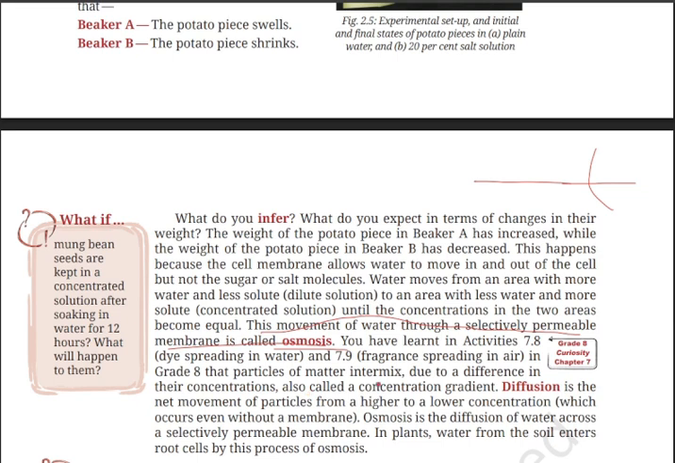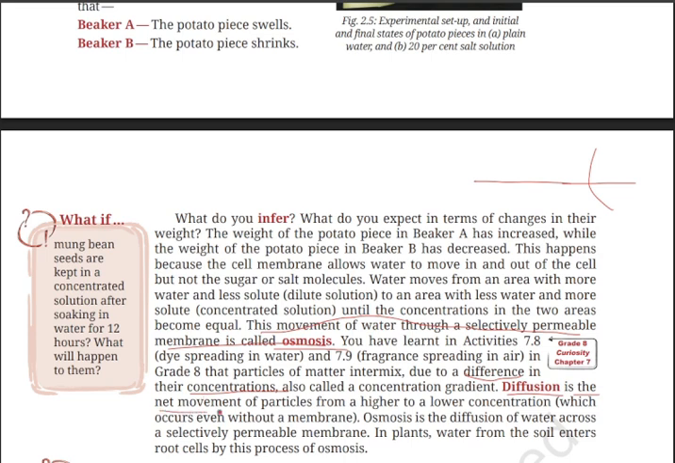So what actually happened? There is another thing: when there is a difference in their concentration, then this osmosis happens. Now there is another word that is called diffusion.